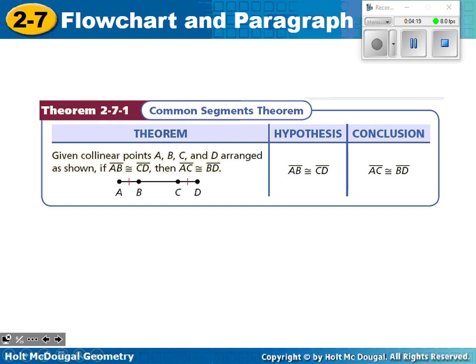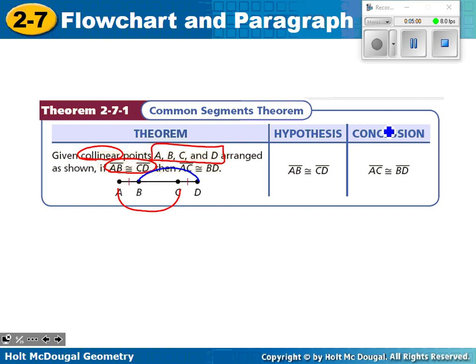Okay, common segments theorem says if you're given collinear points A, B, C, and D. So collinear again means on the same line. So notice A, B, C, and D are all on the same line. If they are arranged so that AB is congruent to CD, notice the tick marks, then if this is our line segment arranged so that these two little pieces are congruent, then AC will have to be congruent to BD. Think about why that is.